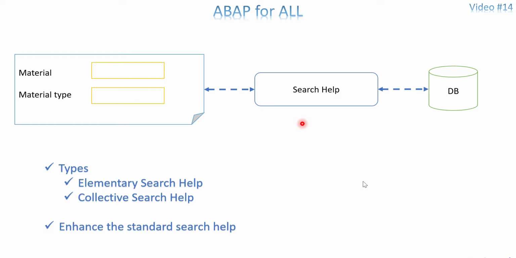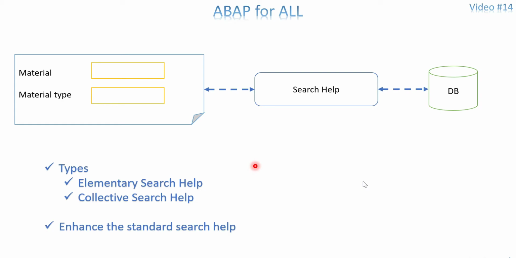Elementary search help is an independent search help. For a particular field, suppose for a material, I'm going to create one search help. Maybe depending on some other values also you're going to get the material. For example, based on the plant, based on the storage location, I want to find a material. Based on the description or based on MRP type, I want to find the material. Those are additional fields, and based on them you can find a material. So that is one particular search help. Based on the plant and storage location, I want some material, so that comes under elementary search help. Likewise, we can have n number of independent elementary search helps.